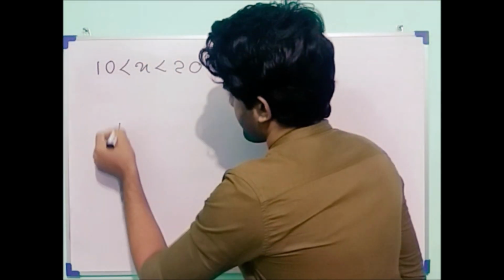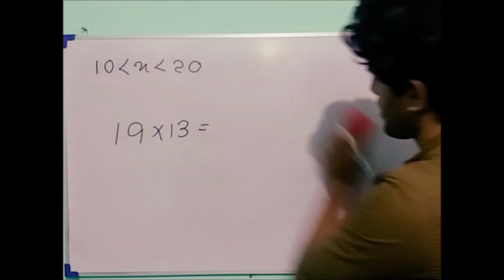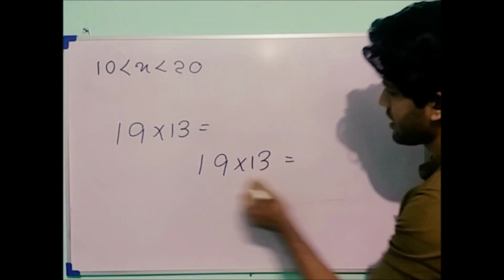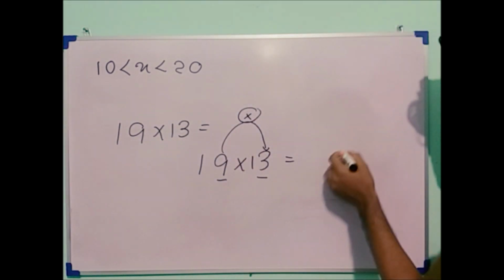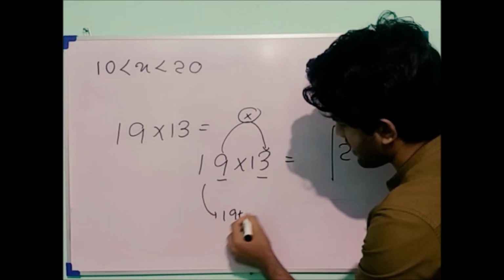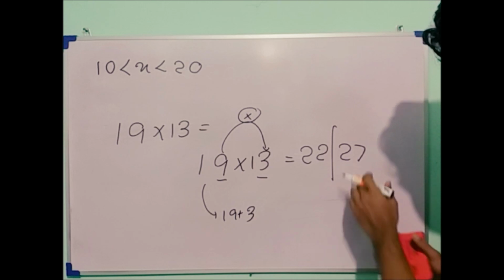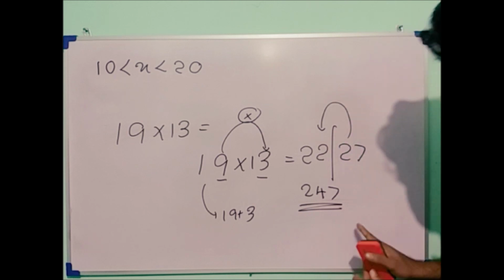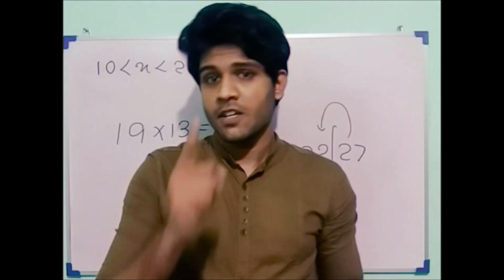Okay. Let's consider another example. We have to find 19 multiplied by 13. Same procedure. The first step, multiply 9 by 3, 27. And second step, add 19 and 3, 22. Okay, after the rule, the 2 goes to this side. The answer is 247. Yes guys, this is a very simple maths trick which helps to simplify your daily life.